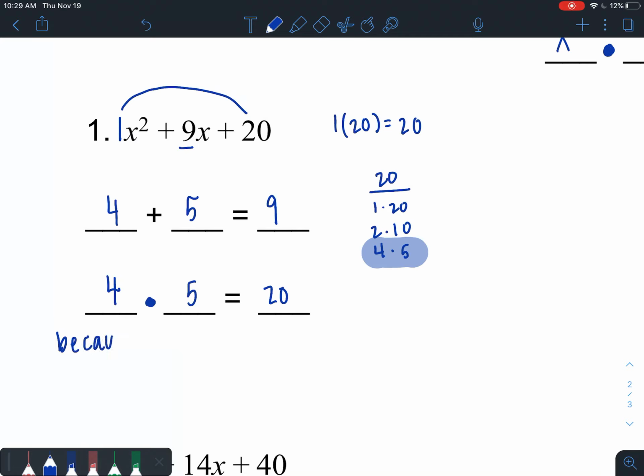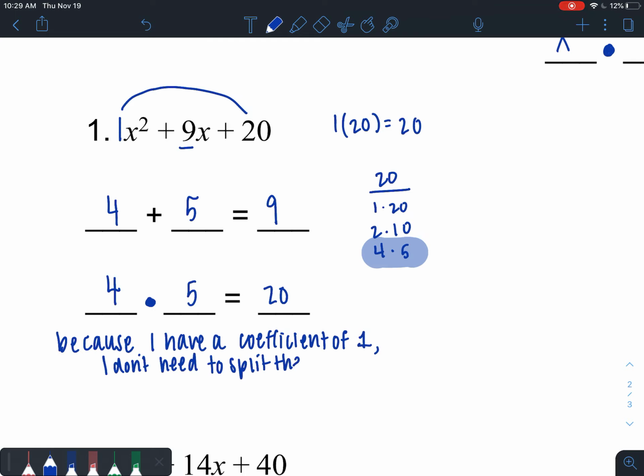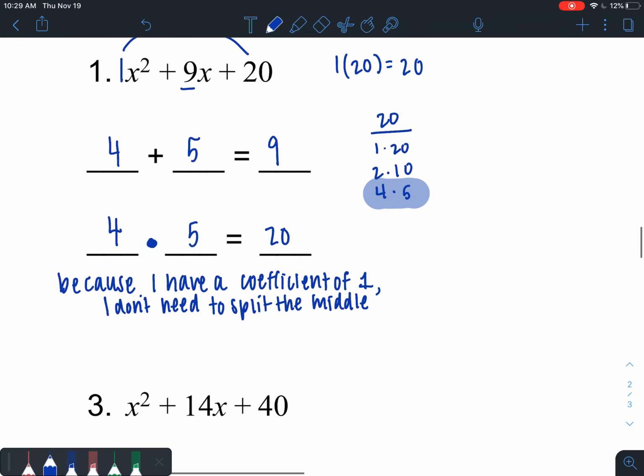Because I have a coefficient of 1, I don't need to split the middle. We'll get to split the middle in a couple of lessons. So I can just write my answer as x plus times x plus, and then I'm going to put my 4 and my 5 in there.